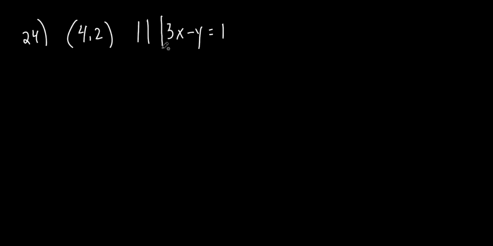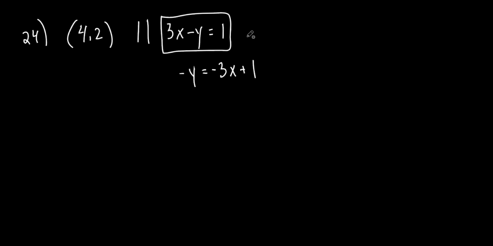So guess what I want to find on this line right here? I want to find the slope. That's right. So how do I find the slope? Put it in slope-intercept form. So I'm going to do this kind of quick, so write it down. Subtract a 3x from both sides. So I get negative 3x plus 1.